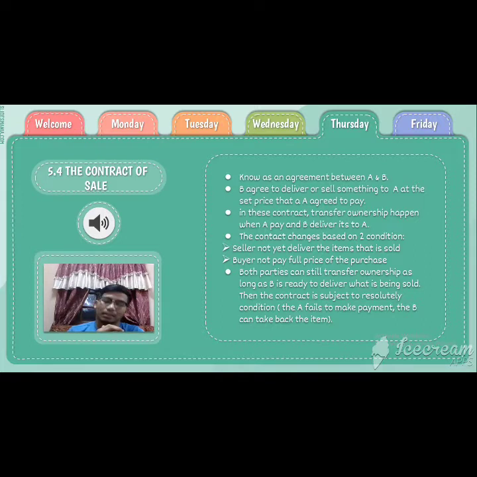For example, Ahmad sells the car to Ali with RM26,000 ringgit. The transfer of ownership happens when A pays and B delivers the goods to A. But the contract changes based on two conditions.